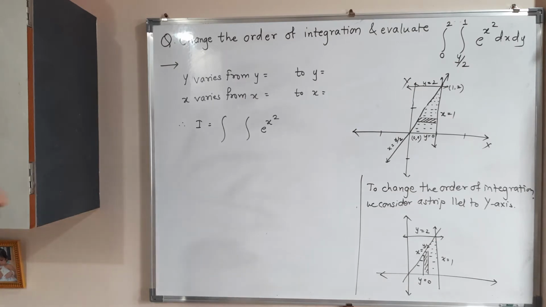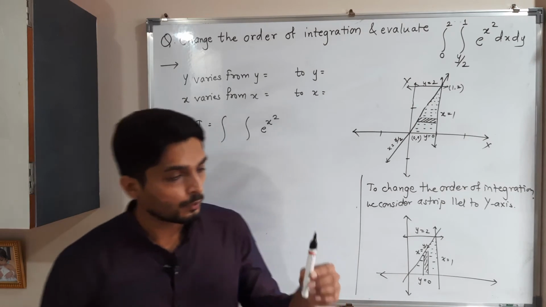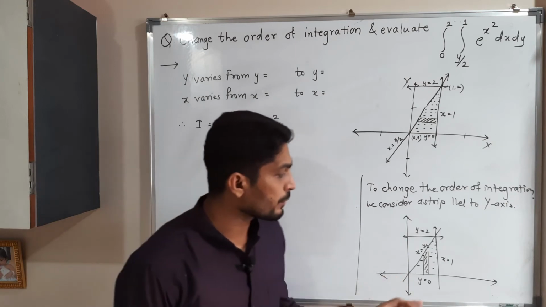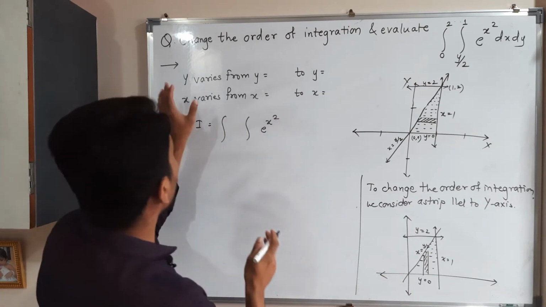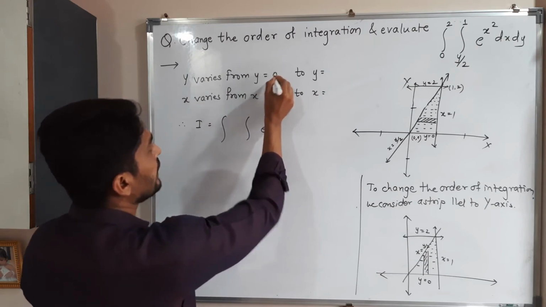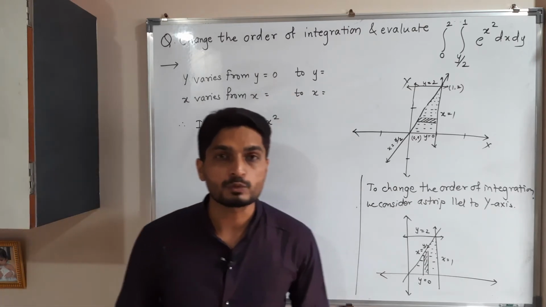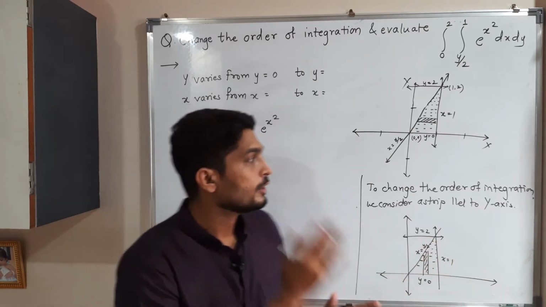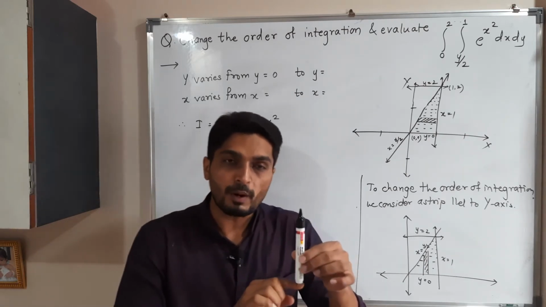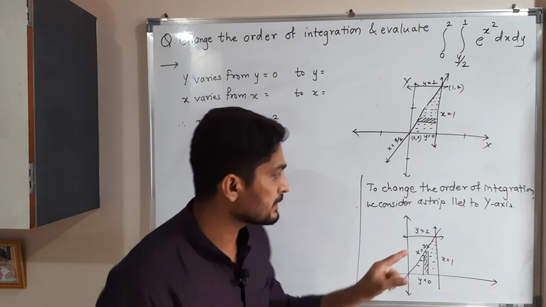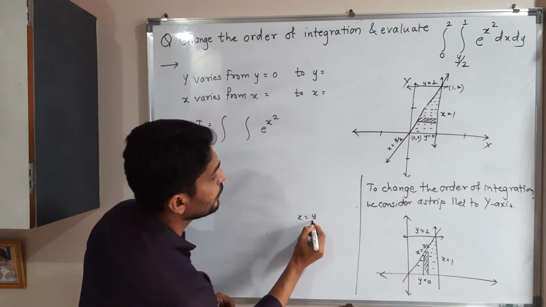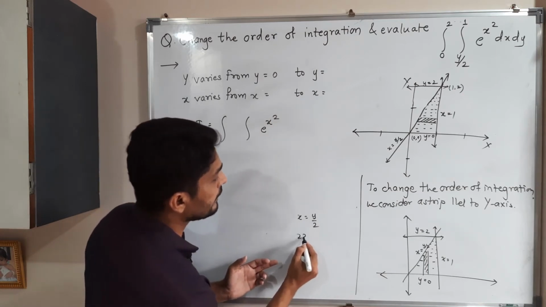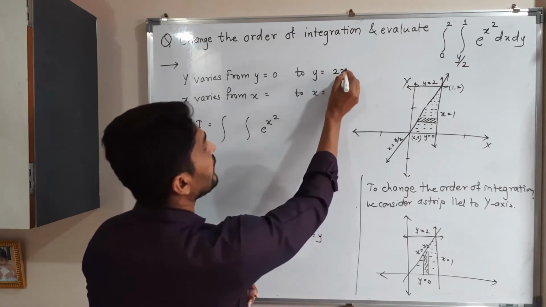Okay, so we have considered a strip parallel to the y-axis. What is our technique? We always consider the strip bounded below, bounded above, and left to right. The strip is bounded below by y is equal to 0, so first of all, y varies from 0. When we consider a strip parallel to the y-axis, we first write y varies from something to something, and after that we write x varies from where to where. The strip is bounded below by y is equal to 0 and bounded above by the equation x is equal to y by 2. But we want y is equal to something, so I will shift 2 here and we will have y is equal to 2x. So we got the limits of y.